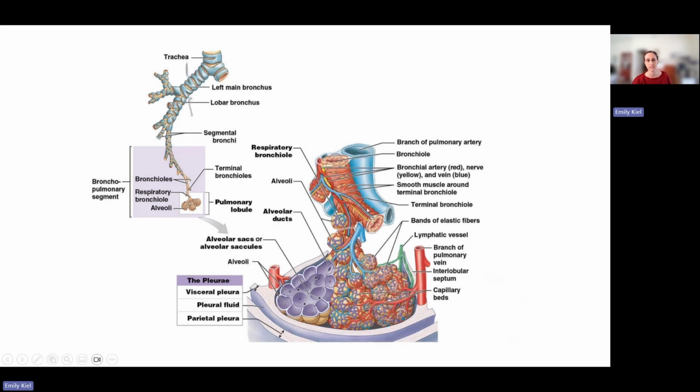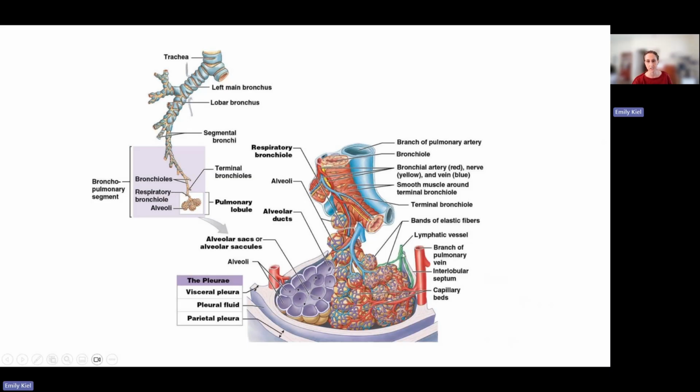So you can see here we've got the pulmonary artery. So that's bringing us deoxygenated blood to be oxygenated. You've got a branch coming down here. It's wrapping around these alveoli, spreading into the capillaries. Once that gas exchange occurs, it's going to move over here where we've got a branch of the pulmonary vein to take blood back to the heart that it's oxygenated.